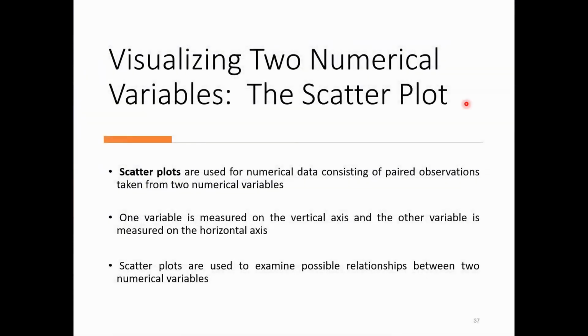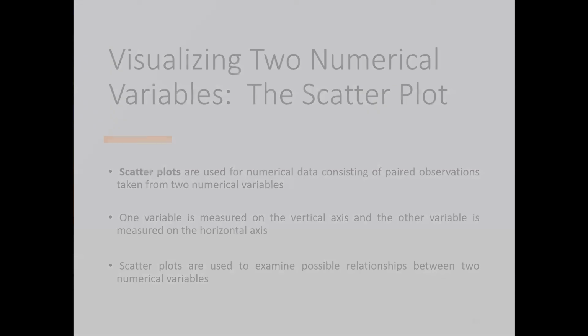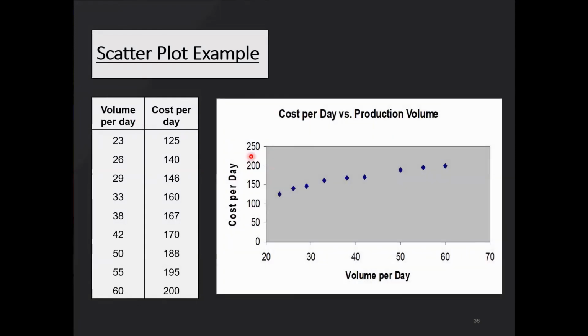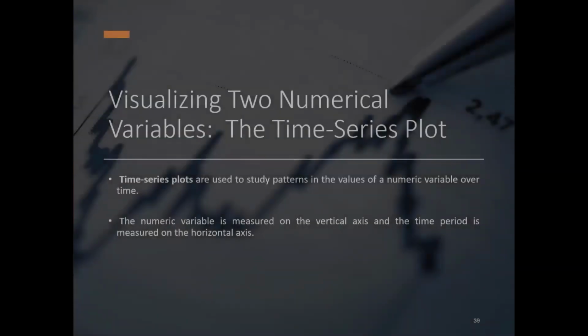Then what if you have two sets of numerical variables? You use something called a scatter plot. What would that look like? Well, you have two numerical variables. You would represent this using a scatter plot. On your vertical axis, you have your cost per day, and on your horizontal axis, you have volume per day, and you just plot the data points. A scatter plot is used if you have two numerical variables.